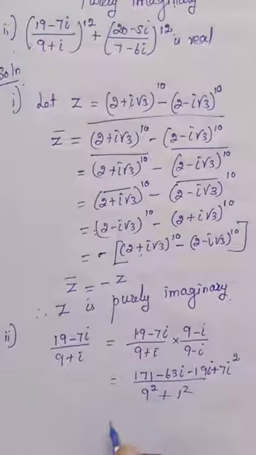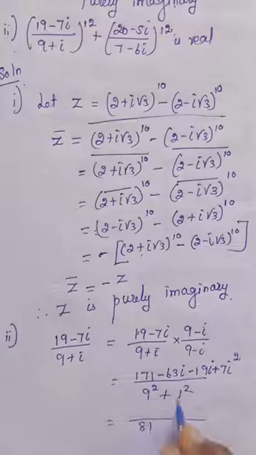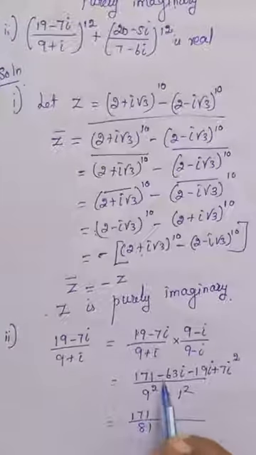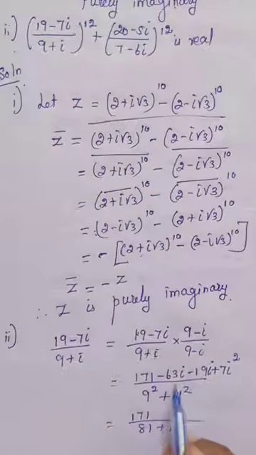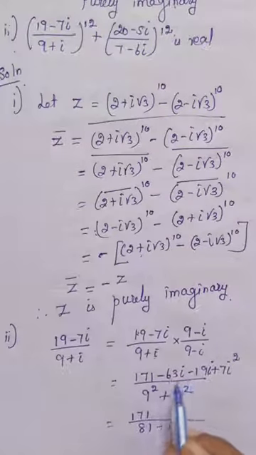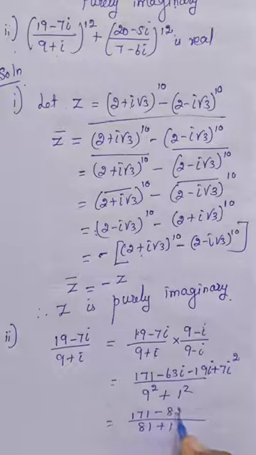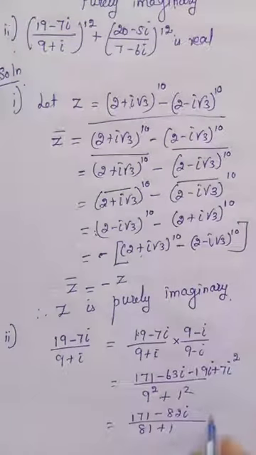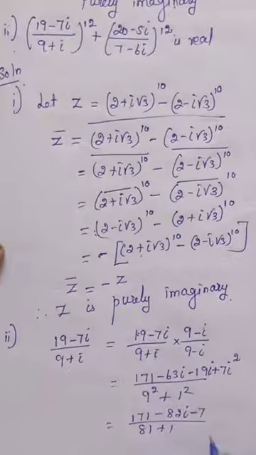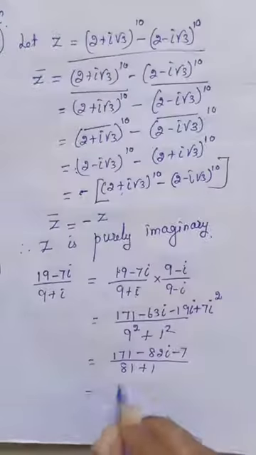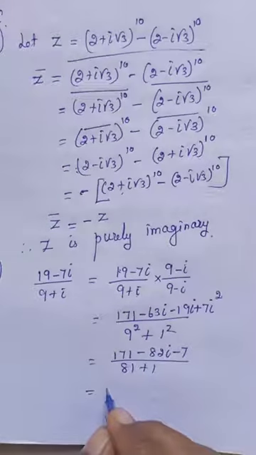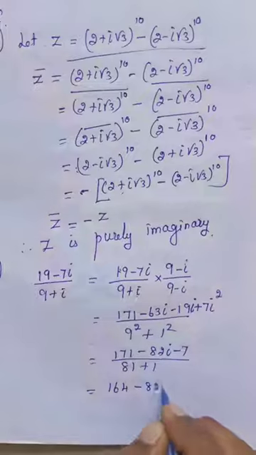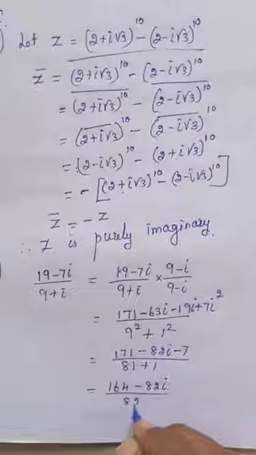Okay, 9 square is 81 plus 1 square is 1. Now 171 minus 63i minus 19i, that is minus 82i. I square, the value is minus 1, so plus 7 will become minus 7. So when we write 171 minus 7, that is 164 minus 82i divided by 82.